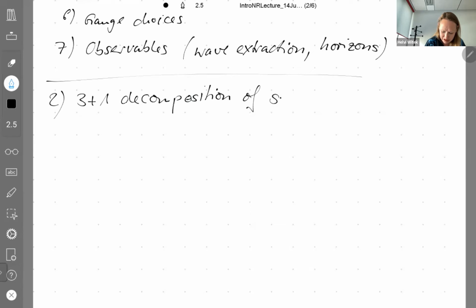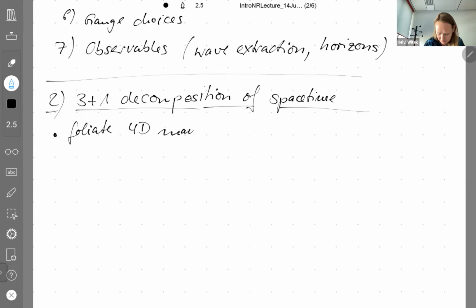And I think I can be rather quick here because both Manuela and Masha have mentioned that in their talks yesterday. So what we want to do is take our 4-dimensional manifold and slice it up into 3-dimensional spatial slices that are labeled by some time parameter. So here we want to foliate our 4-dimensional manifold into space-like slices or hypersurfaces.